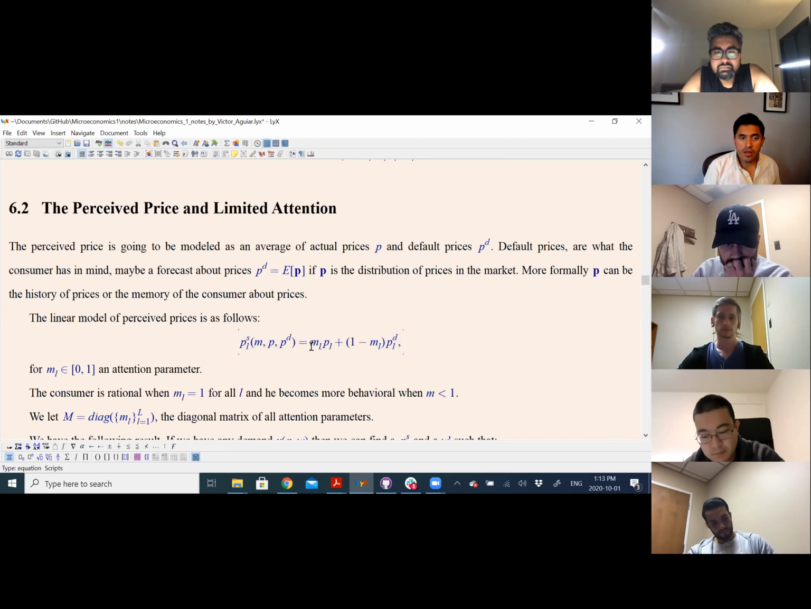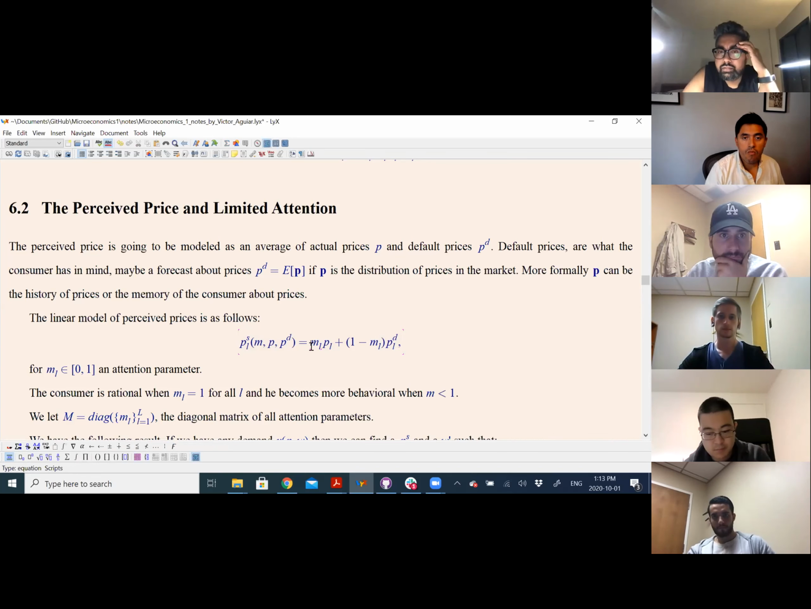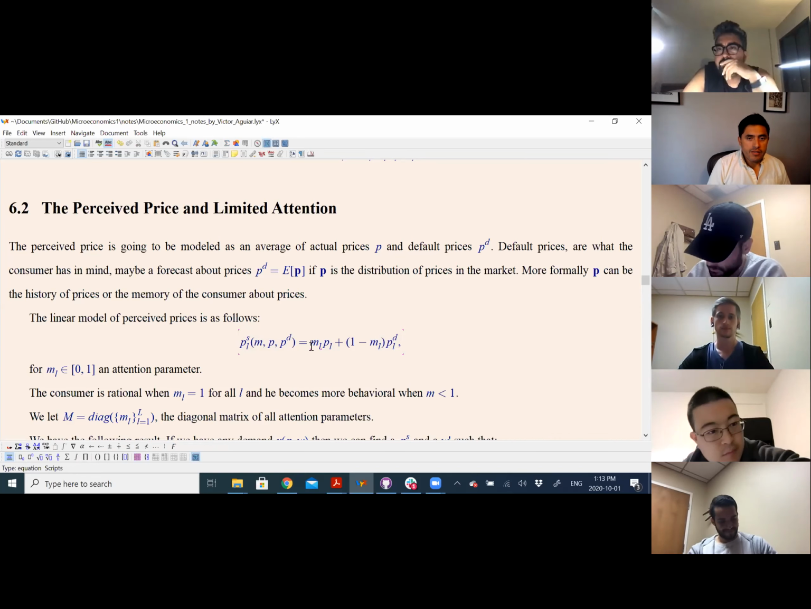Got it? So everyone agrees, gets the model, because here there is no proof. So when m is 0, you have less attention; when it is 1, you have more attention. Remember, the default price is not changing.